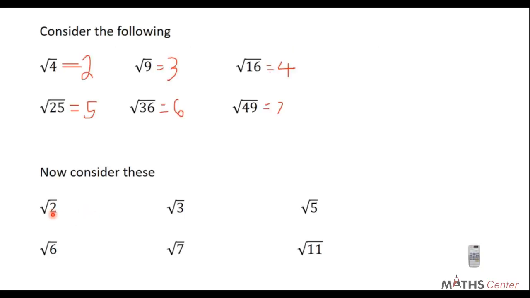So square root of 2 is a surd, square root of 3 is a surd, square root of 5 is a surd, square root of 6 is a surd, square root of 7 is a surd, and square root of 11 is also a surd. But when you come here, the square root of 36 is not a surd, because square root of 36 will give us a whole number, which is 6.